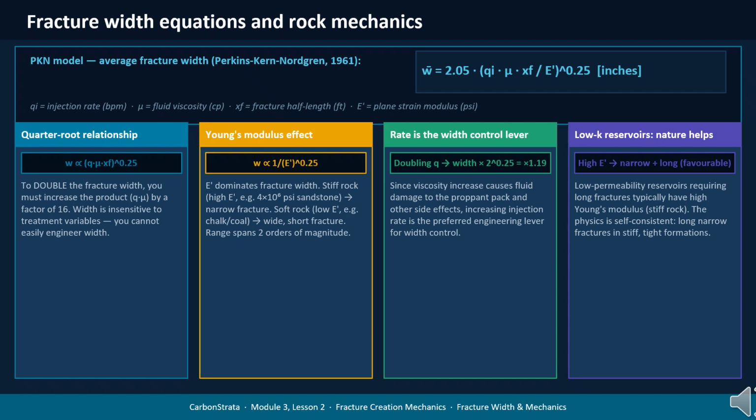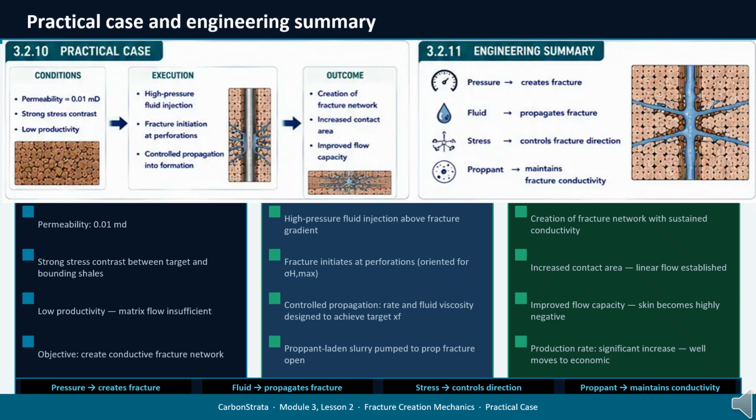Now look at Young's modulus. Stiff rock gives narrow fractures. Soft rock gives wider fractures. And this effect dominates the equation. So here is the truth. You cannot easily design width. The rock defines it. That is why in low permeability reservoirs, we focus on fracture length. Because length controls reservoir contact. Width only supports conductivity.